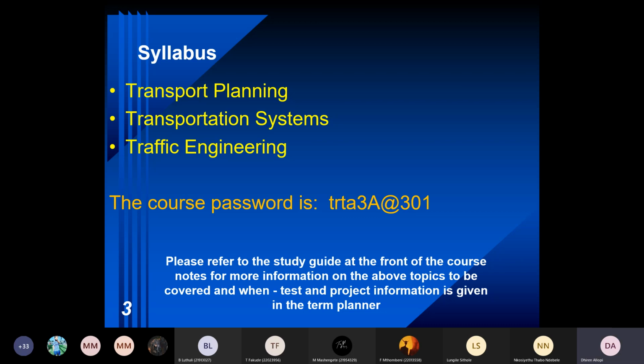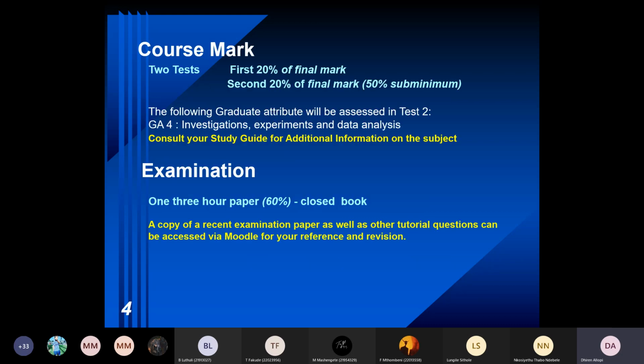What is also very important to note with regard to test 2, you must achieve a minimum of 50%. A sub-minimum rule applies. You must achieve a minimum of 50% in your GA test, which is test 2. Failing to achieve 50%, unfortunately, means you will not be granted a DP, a course mark, to write the final exam. So please take note of that. There is more information in your study guide with regard to your graduate attribute and assessment.